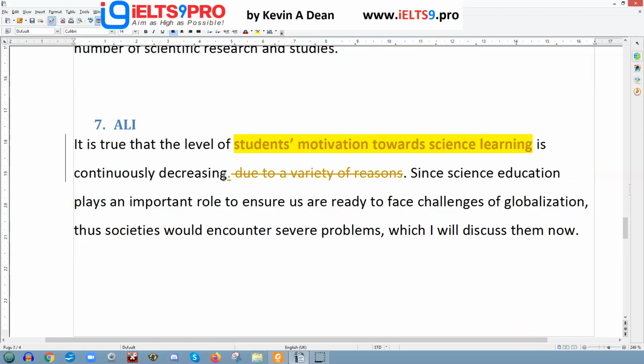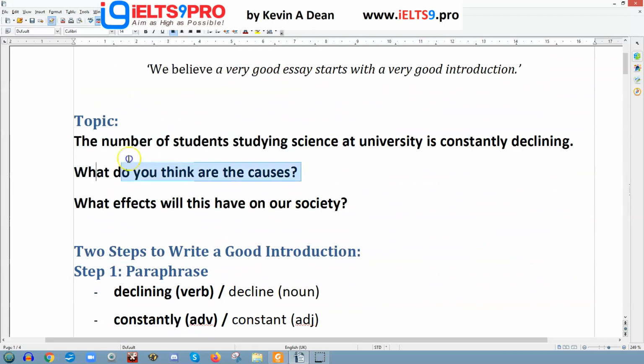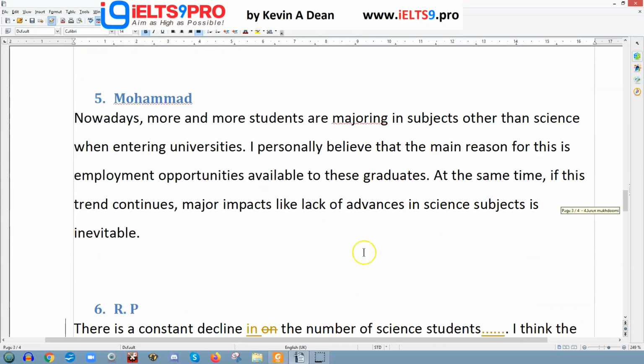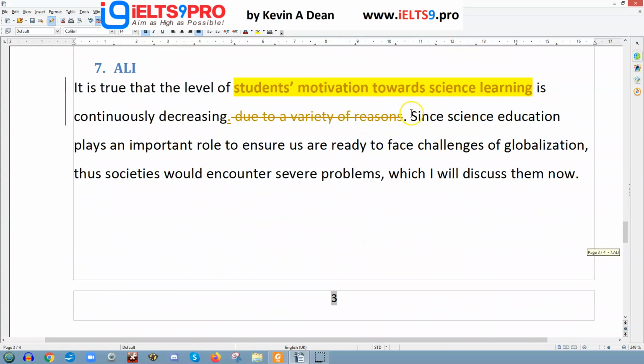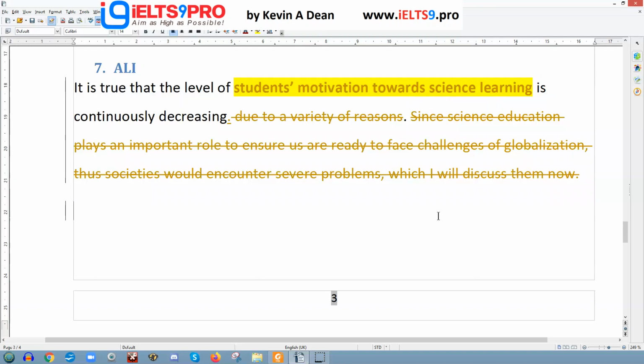You've got 2 questions to answer, which are essentially why. Why are student numbers at uni taking science, why are they going down? Why? What's the causes? And what effect will this have on us as a society? Where are we? Okay, since science education plays an important role to ensure us are ready to face challenges, what's it got to do with globalization? Irrelevant. Doesn't answer the question. Doesn't answer the question at all.